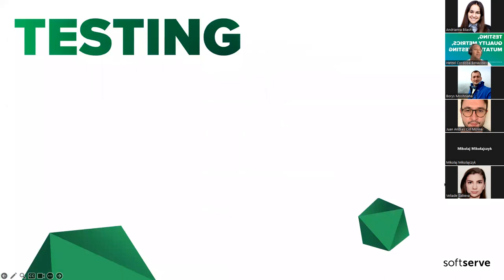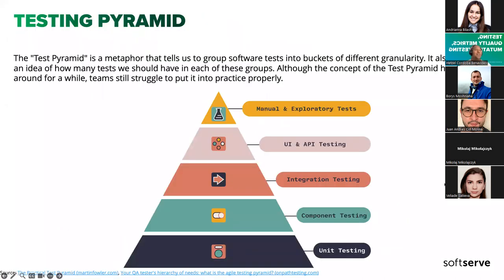Okay, let's start. We are going to start with the testing pyramid. So what is the testing pyramid? The testing pyramid is a metaphor. It's something that we should use in our projects in order to divide the stages of testing, to know what we have to do in every part of the application.